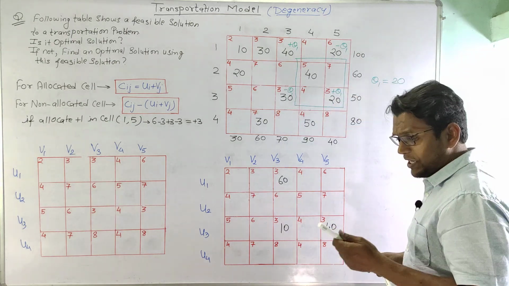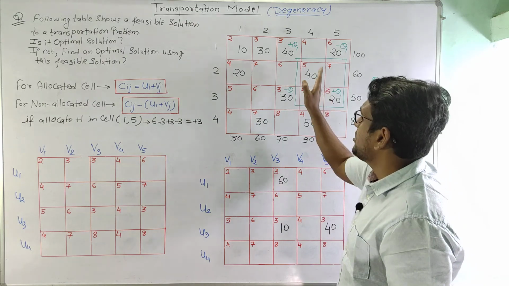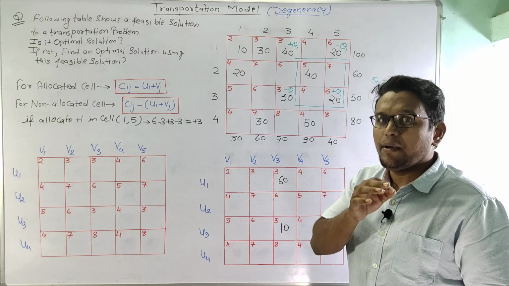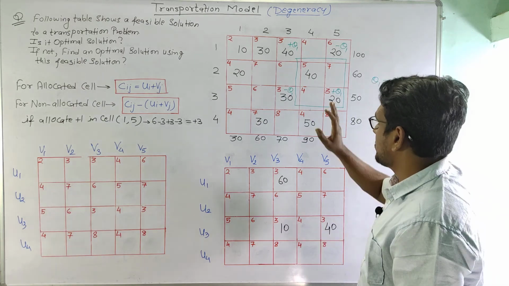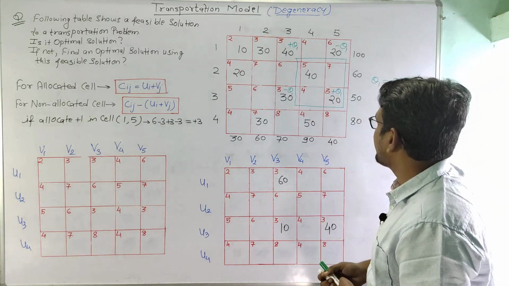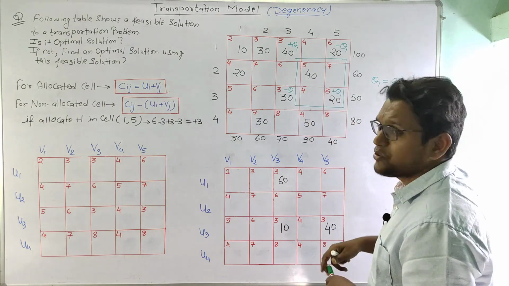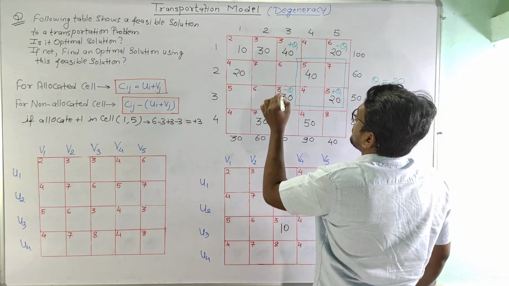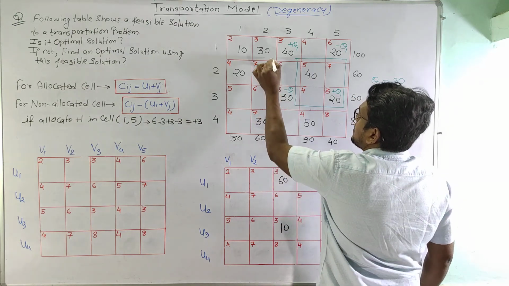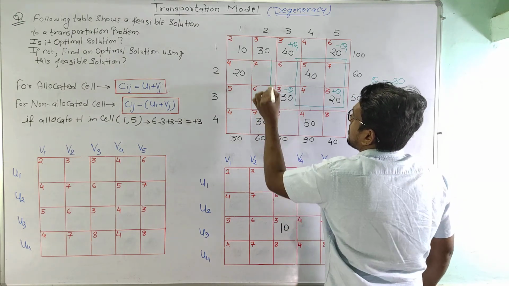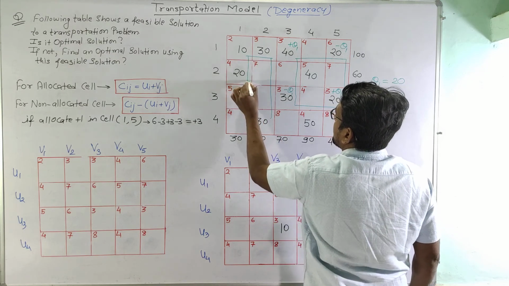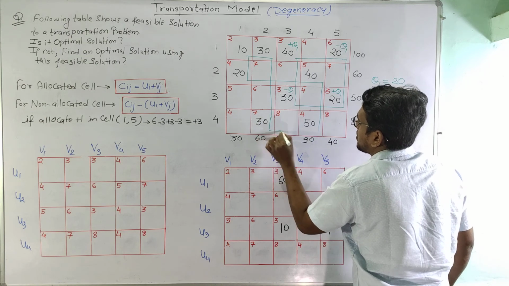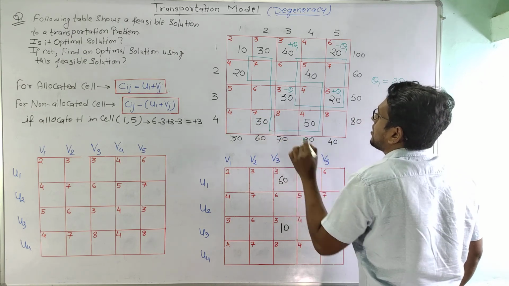Similarly, what we need to find out is there should be another loop, because there are 2 more allocations than m plus n minus 1. So there must be one more loop present in this matrix, and we need to find out that particular loop. So if you can see closely, you will find out that this is the given loop here. So this is the loop here, okay.